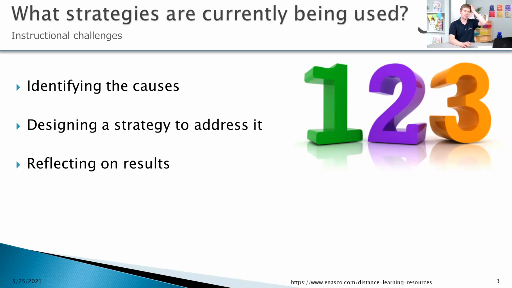Then we're going to reflect on results. Of course, this is obvious for a lot of educators. We want to reflect: well, how well did that lesson go? From my root cause, I implemented my strategy. Did it work? Did it not work? So those are different ways that we can talk about when we're thinking about instructional challenges that we have. We want to identify the root cause of it, then come up with a strategy to define it, then reflect upon it.